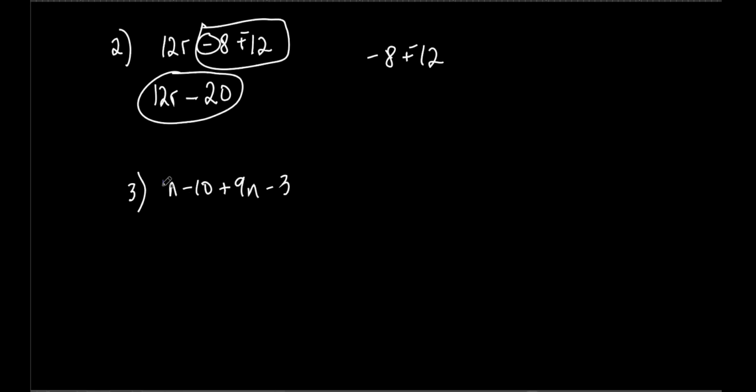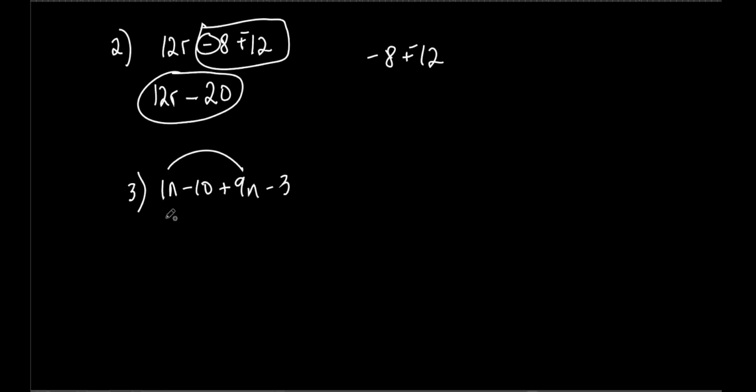This is a 1n. You could just look and see which ones are like terms. What can I add to the n? Can I add the negative 10 to it? Can I combine them? No. The 9n, you're right. The 1n and the 9n. Now, again, look at the signs before the number. That tells you if you're going to subtract, if you're going to add, if it was negative, if it was positive.